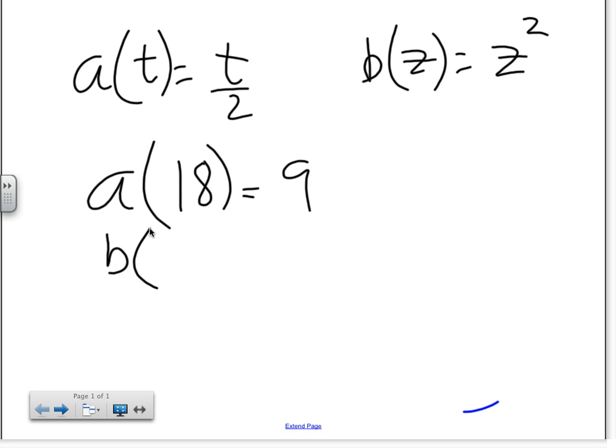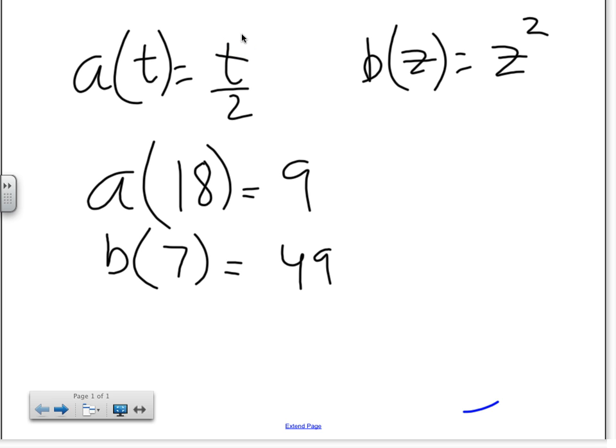I want you to process 7. What do you think it's going to give you? 49. Very good, it is, because whatever the input is, I square it. So it becomes 49. Raise your hand if you're clueless right now. Margaret? Okay, good.